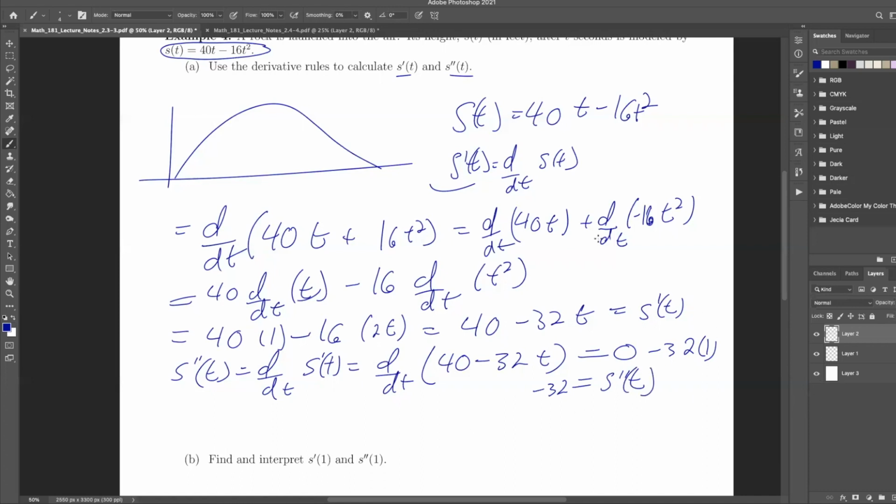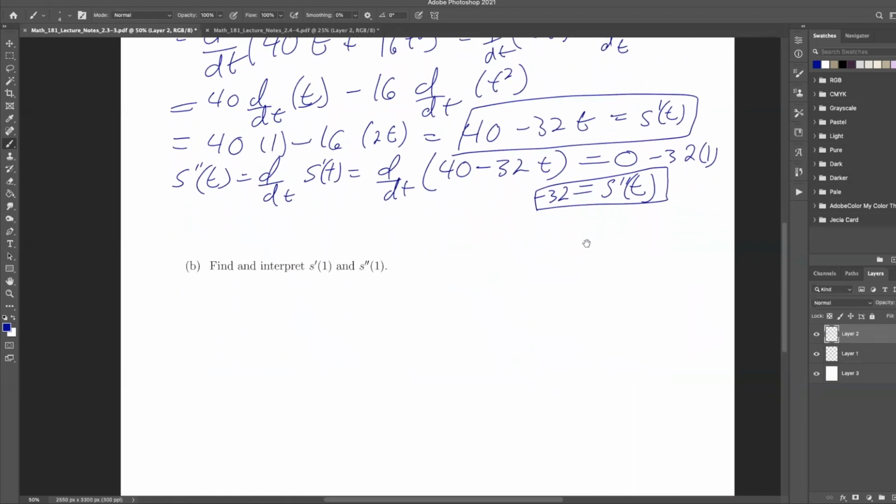And so here we've taken the first derivative, which gives us this. And then from there, we took the derivative of that function again. So here we're taking the derivative of this function. This gave us minus 32. And so let's go ahead and find what s of 1 is.